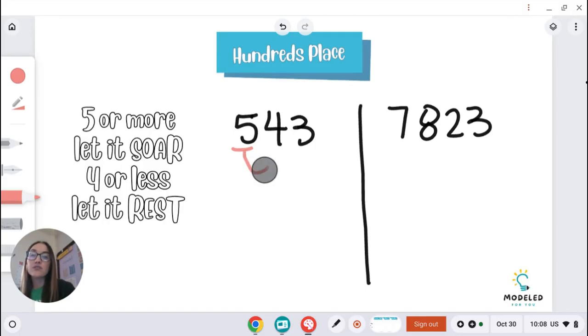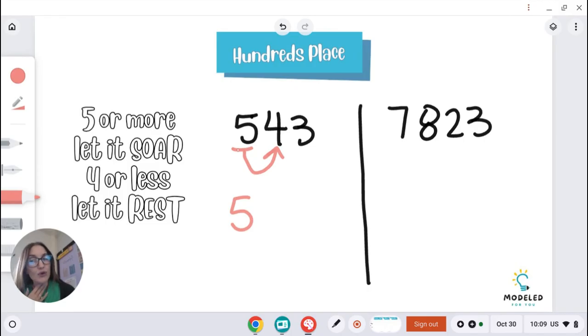Whenever you're rounding, you need to take a peek next door to the number on the right. In this case, my number is a 4 in the tens place. Well, I'm going to use my little rhyme to determine whether I'm going to let my 5 soar or I'm going to let it rest. 5 or more, let it soar. 4 or less, let it rest. Well, the number 4 is 4 or less, so that means that number 5 is just going to rest. It's going to stay the same.